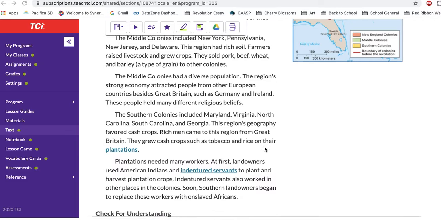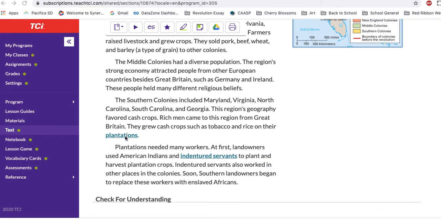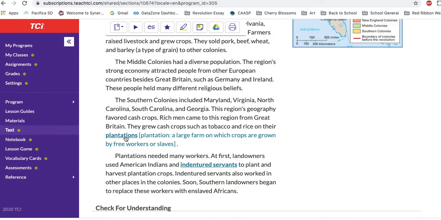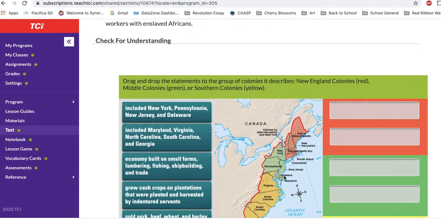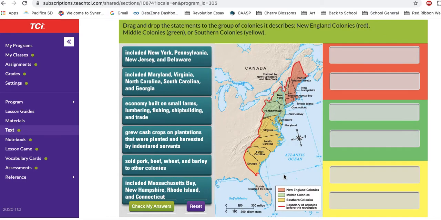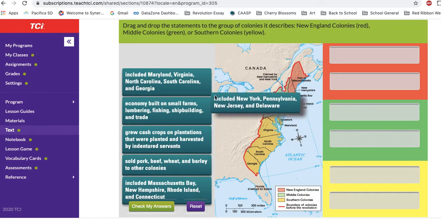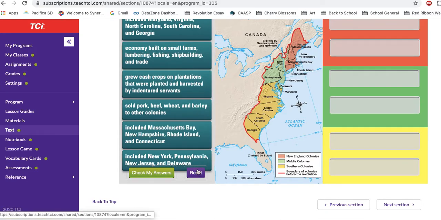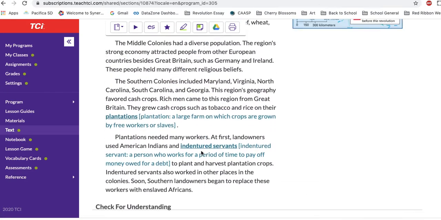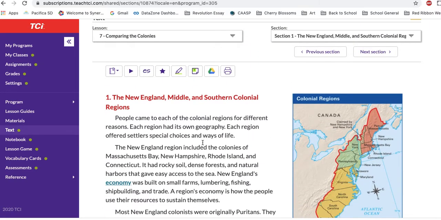And then once you do that, you can also click on things like, if you're like, I don't remember what a plantation is, you can click on that and it will tell you what it is, or an indentured servant, and it will tell you what it is. Now, to check for understanding, you can go ahead and do this drag and drop, where basically it asks you questions or it has these different colored sections, and so you just drag where you think those go based on what you read. You can check your answers, you can reset it and do it again if you choose to do so. So go ahead and do that.